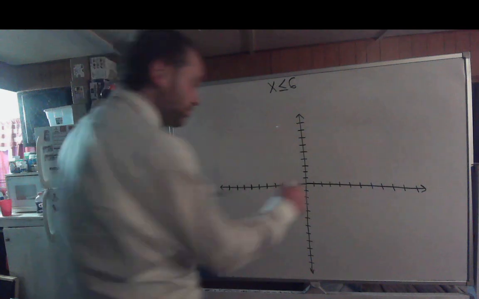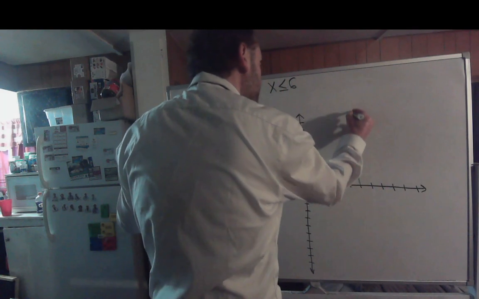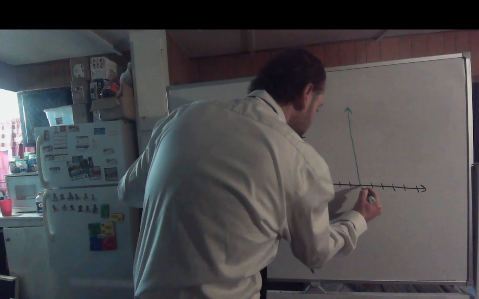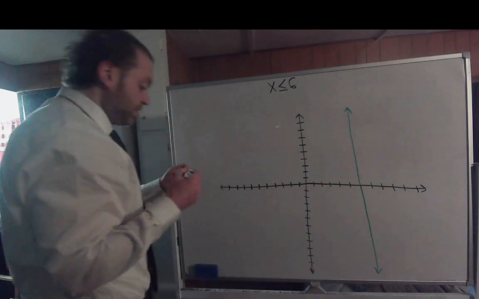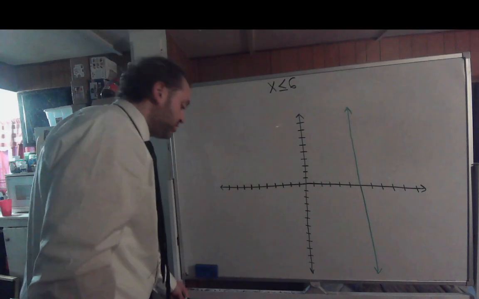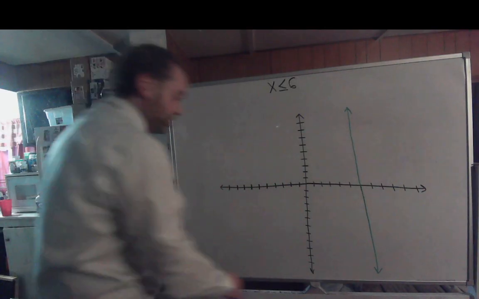So let's find x equals 6. We'll draw a straight vertical line through x equals 6, right? So that takes care of the equal to component. That denotes that x equals 6 is part of the solution.